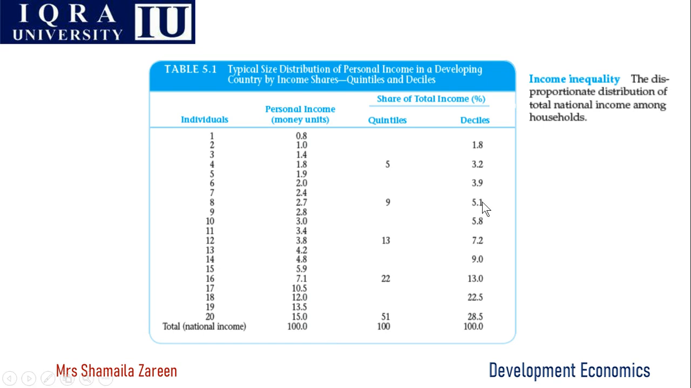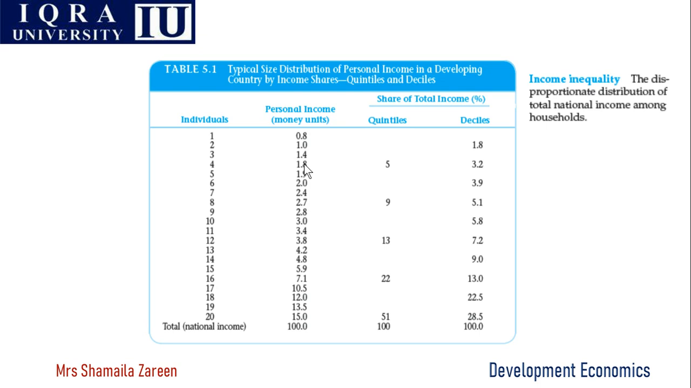In column 3, you can see that these are showing the quintiles, and here 4 is showing the deciles. In column 3, the population is grouped into quintiles of 4 individuals each. You must keep in mind that these quintiles are divided into 5 groups. You can see 1, 2, 3, 4, and 5: 5, 9, 13, 22, and 51. These are showing the 5 groups, and deciles are showing the 10 groups. Here you will add 4 values, and in front of the fourth value you will write down the value you have added, from 0.8 to 1.8.